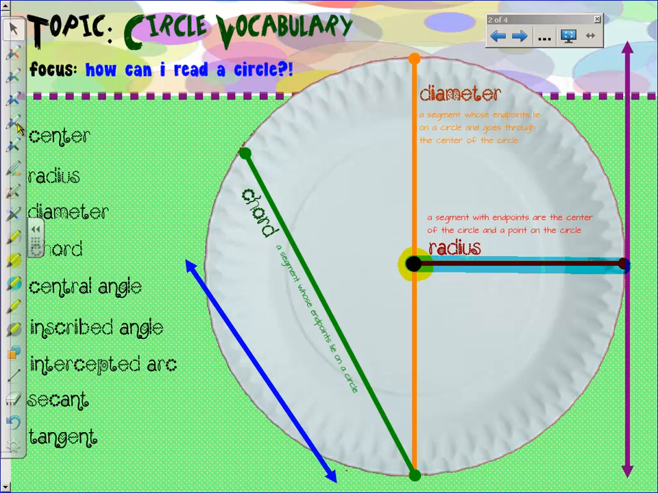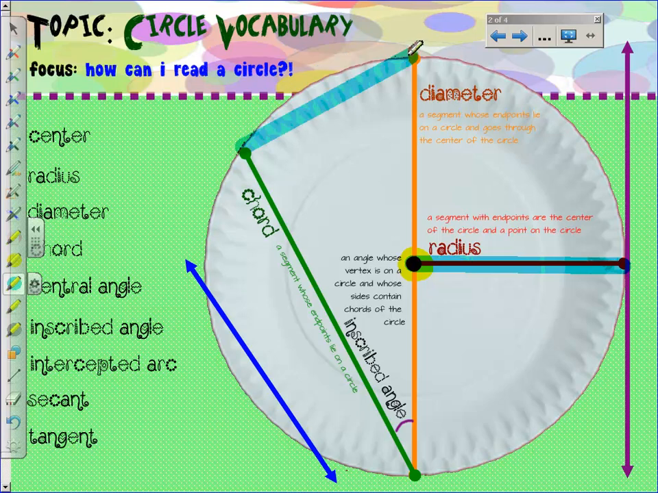Now, something really interesting that you will see is that we have now created an angle down here. And this angle is called an inscribed angle. An inscribed angle is an angle that has a vertex that touches the edge of a circle. All right, it is an angle that touches the edge of a circle. And what it does is it actually makes a very nice arc up here on the circle.